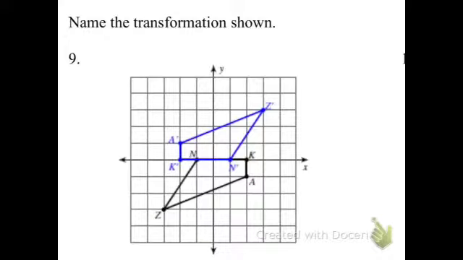On 9, you just have to say what the transformation is. This one's a rotation, and it's a 180-degree rotation. So you just put that. It doesn't matter which direction it goes. Just put 180-degree rotation.